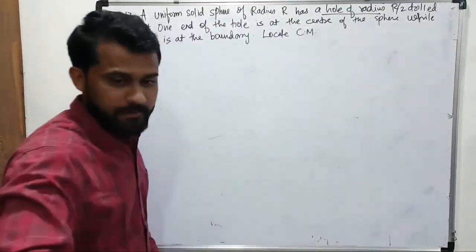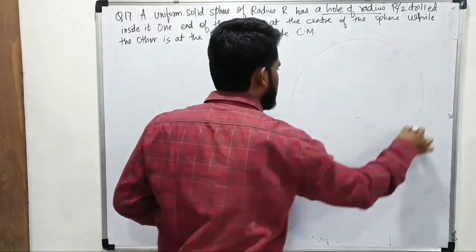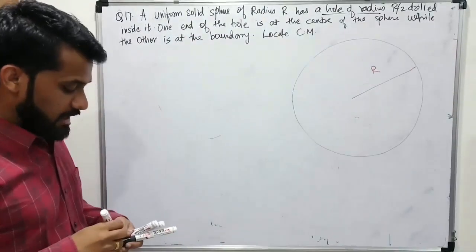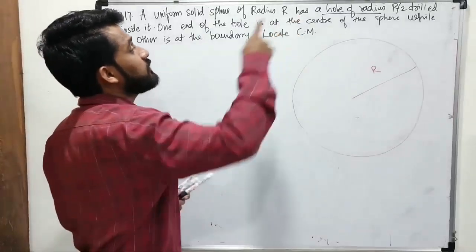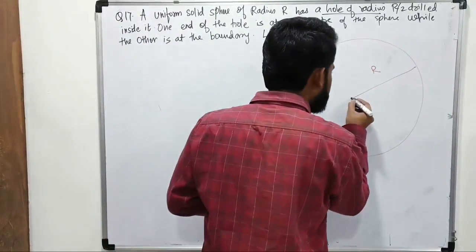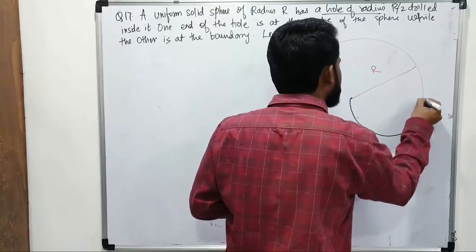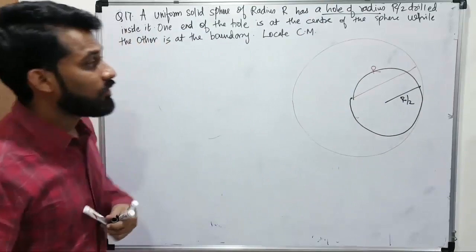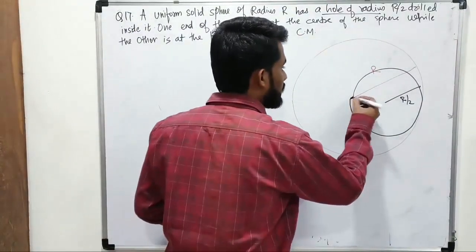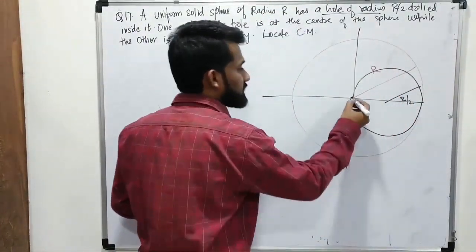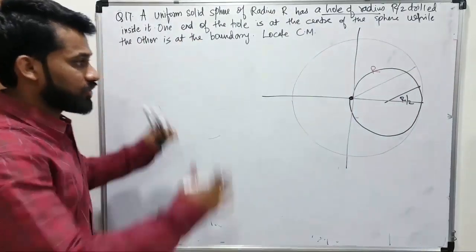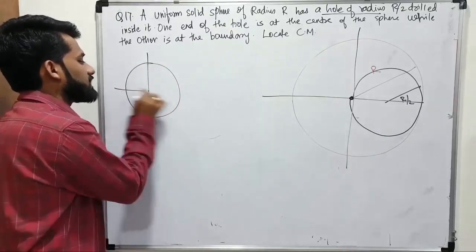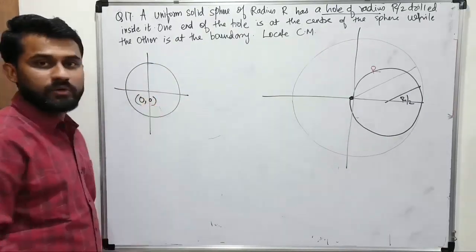This type of question. So this is a sphere whose radius is r, and from this sphere, a sphere of radius r by 2 is removed. When you remove the sphere of radius r by 2, what will be the center of mass? Now, this is the x-axis, this is the y-axis. Initially the center of mass was over here. So for the whole sphere, what was the center of mass? The center of mass was at origin 0, 0, right?